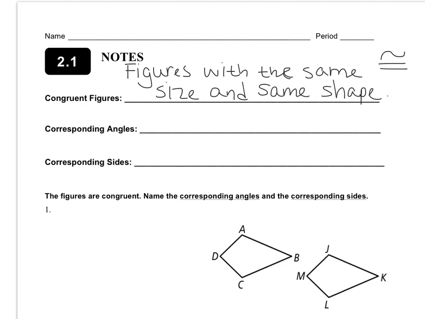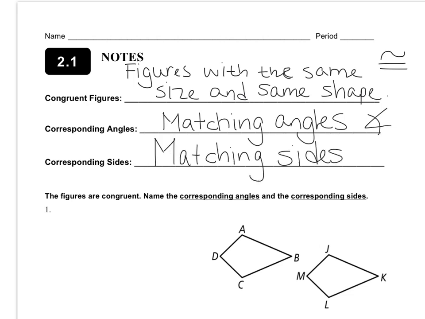Corresponding angles just means matching angles. The symbol for a triangle or an angle is a triangle with two sides. Once in a while you'll see it with an arc in between those two lines. Corresponding sides just means matching sides. So if I wanted to talk about this side right here, AD, the way that I would write it is AD with a line on top of it.